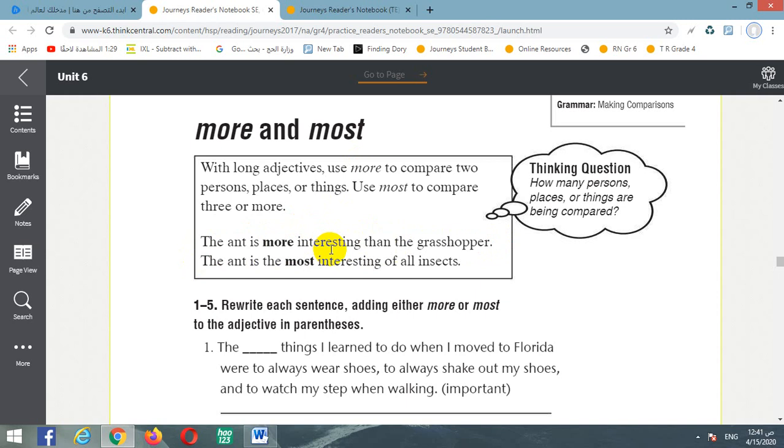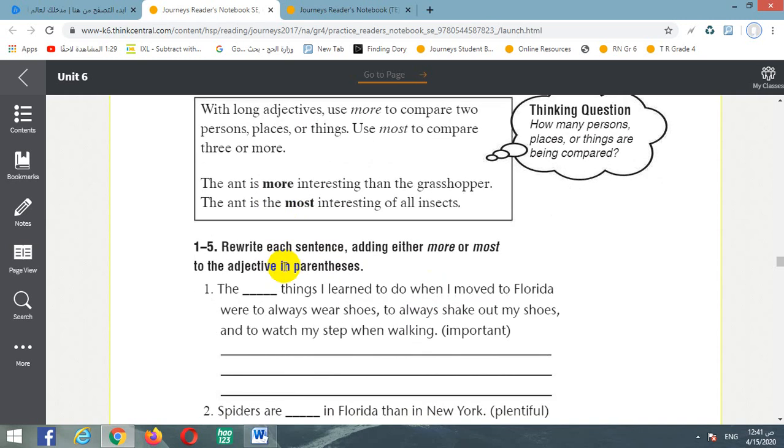What about superlative? In superlative we use most. Use most to compare three or more. Example, the ant is the most interesting of all insects. So here I compare between an ant and all the other insects. So it's superlative, we use the plus most. The most. Okay? Yes.